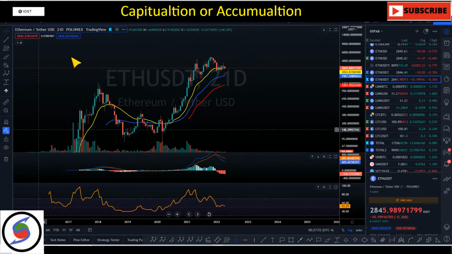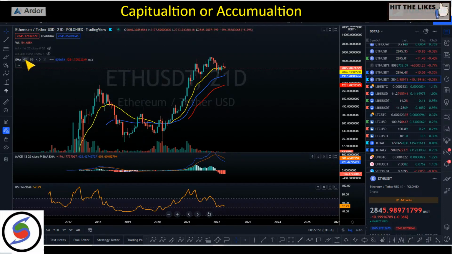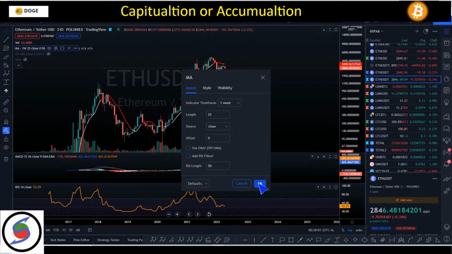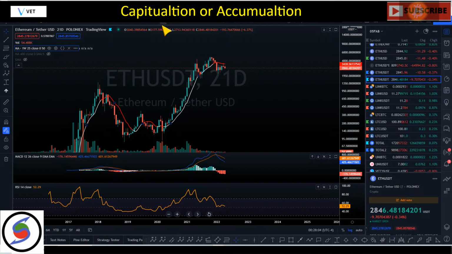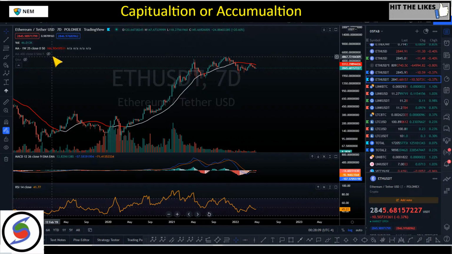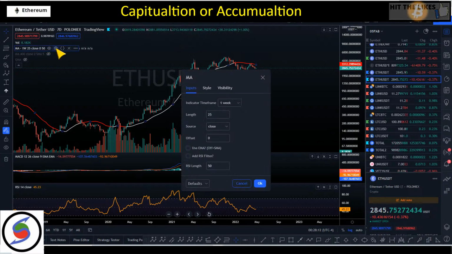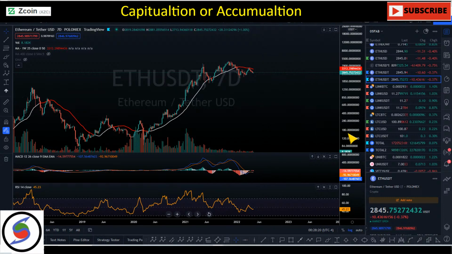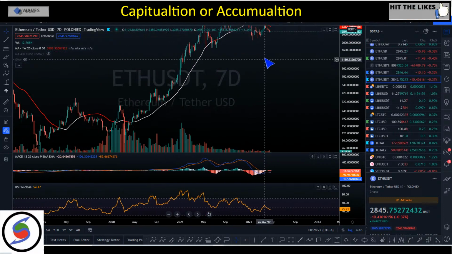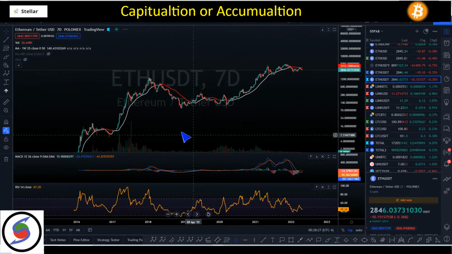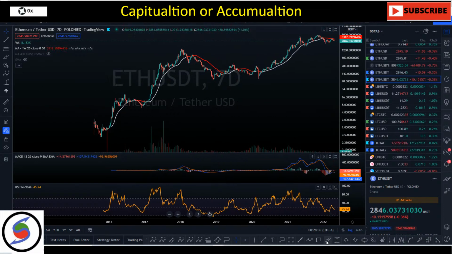Okay, and let's take a look at Ether in terms of the 25 MA on a weekly basis. What we see is that whenever we are above it, we are bullish. Whenever we are below it, it is a downtrend.